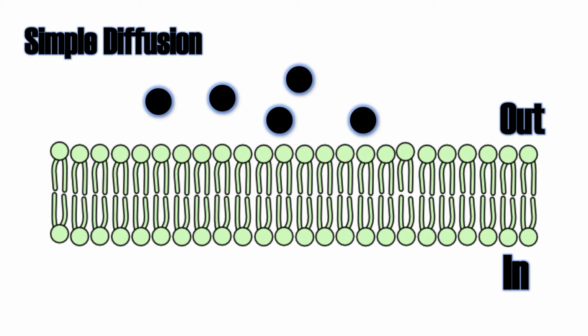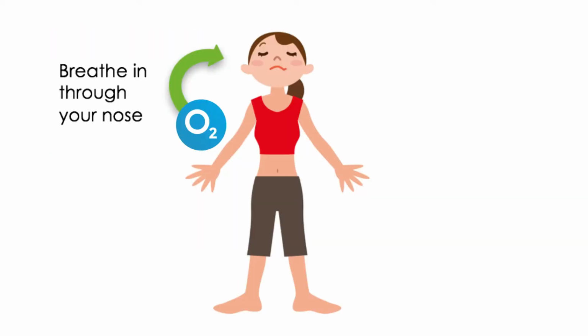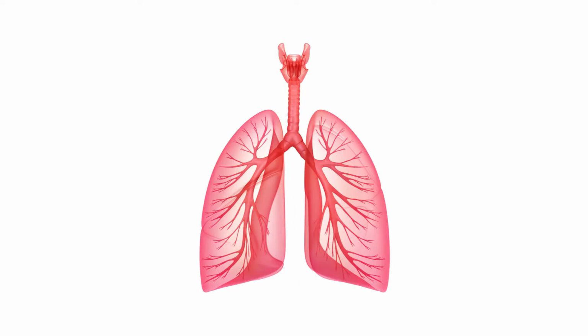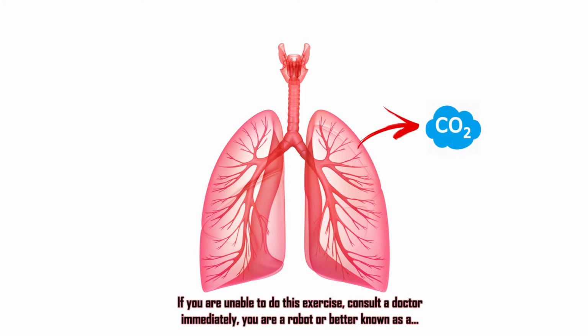Typically, nonpolar gases, so gases like oxygen and carbon dioxide and other hydrophobic molecules, can directly cross the membrane down a concentration gradient. Think of yourself breathing. You breathe in oxygen, you breathe out that beautiful carbon dioxide. They have to pass through a membrane on your lungs. Breathe in, oxygen passes into your bloodstream. Breathe out, see you later, CO2. If you are unable to do this breathing exercise, consult a doctor immediately.